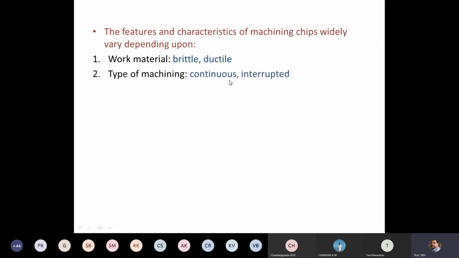Next, type of machining: continuous or interrupted. If you are able to perform machining continuously, removing material from the work part, that is continuous machining. Interrupted means with breaks. Then material and geometry of the cutting tool. We have discussed the geometry of the cutting tool, that means nose radius and different angles, rake, clearance and cutting angles. And material of the cutting tool: in the next module we discuss different materials used for cutting tools and their properties, merits and demerits. That we will discuss later.